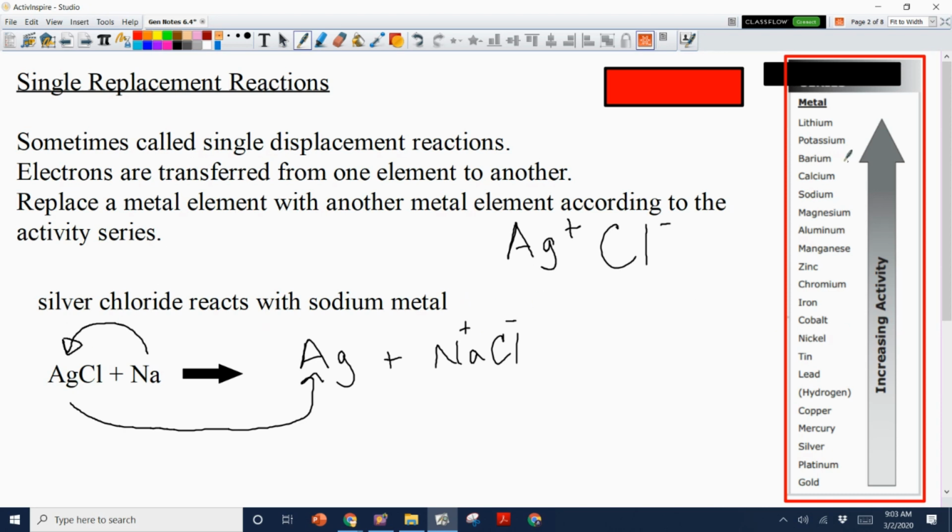So make sure that when you're writing these equations, you check this activity series. You have to do that with every single replacement reaction. Because sometimes test writers will throw an equation on a test where the reaction doesn't happen because the element that's bonded with the anion, or the negative ion, is already the stronger of the elements.